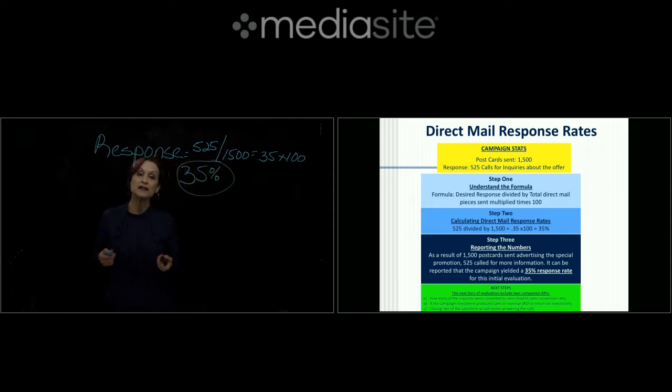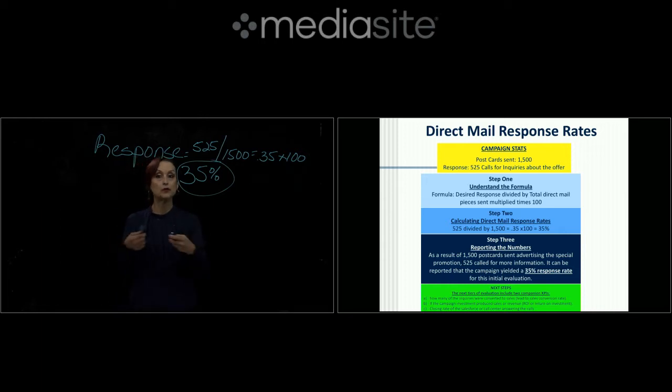So now let's report the results. Let's look at what this means. As a result of 1,500 postcards sent advertising the special promotion, 525 people called for more information. It can be reported that the campaign yielded a 35% response rate for this initial evaluation. Again, you can calculate other types of responses identified and established.